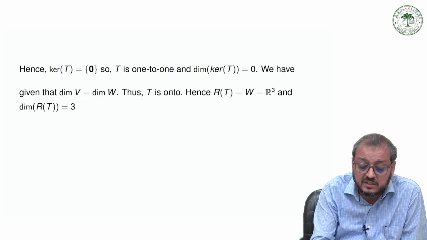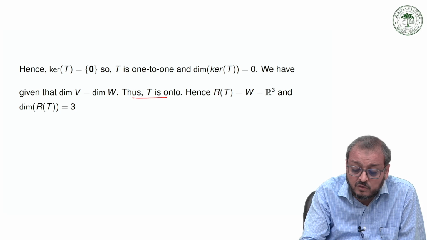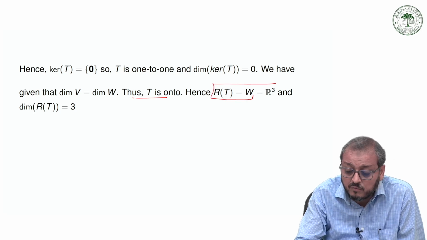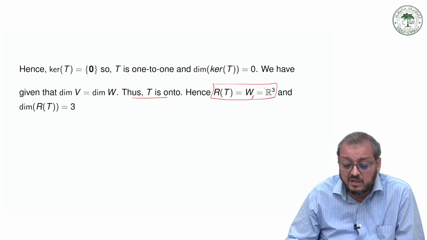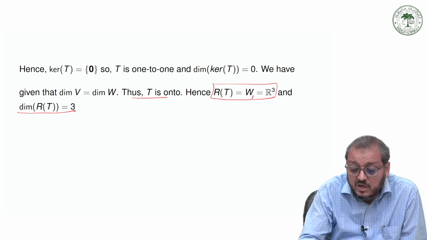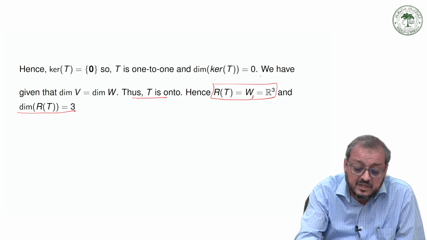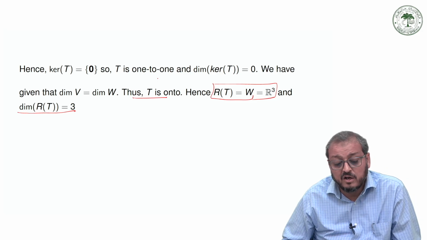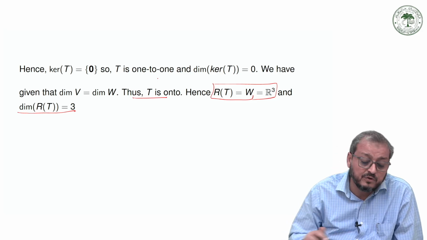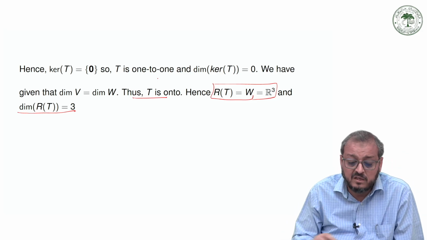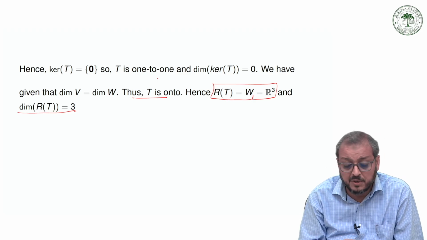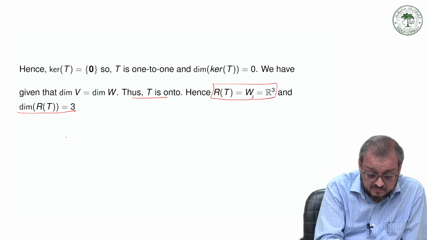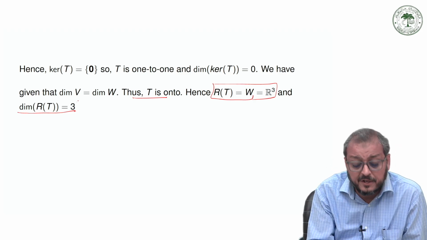So, we can say that T is also onto. If T is onto, then R(T) is equal to W, and W is equal to R3, and the dimension of R(T) is equal to 3. So this means clearly T is 1-1 and onto, and the dimension of the kernel of T is equal to 0, and the dimension of the range of T is equal to 3.